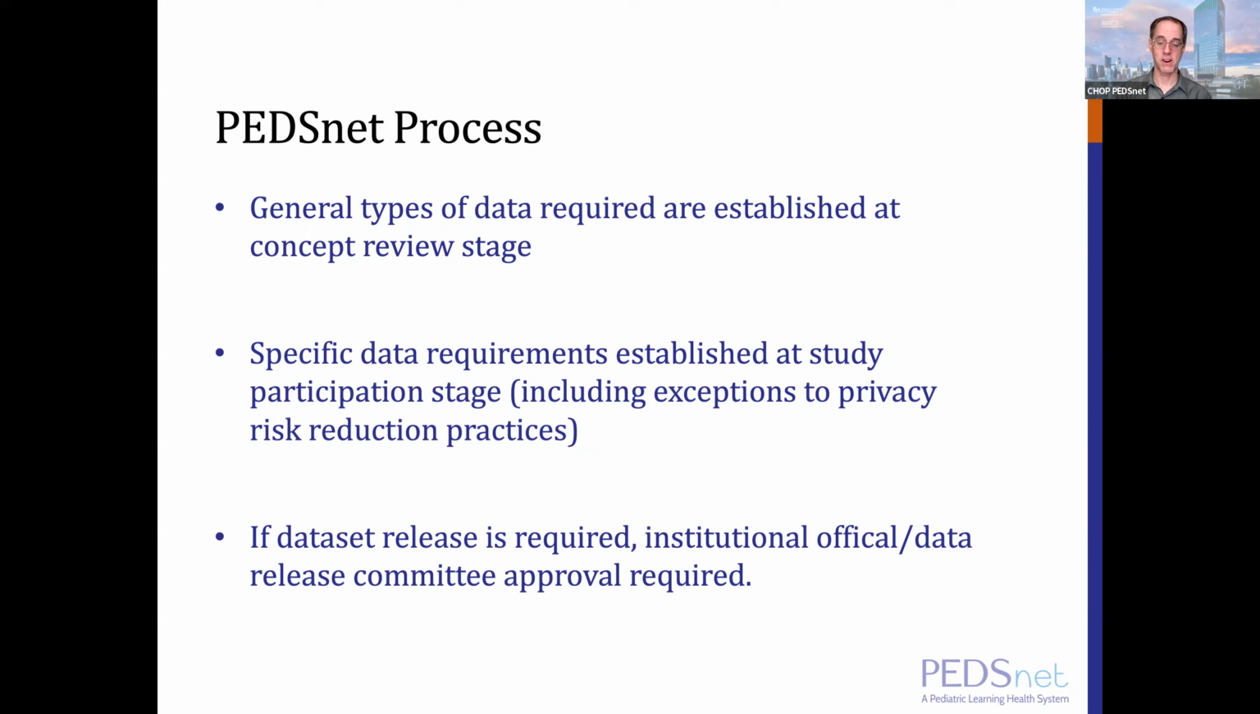When that's necessary, then there's a third level of review in which we ask a data release committee or an institutional administrative official at each institution whose data is represented in the data set to approve the release of the data. And at that step, the IOs are given detailed information about what data elements are present and what the size of the cohort from their institution might be, or is approximately.